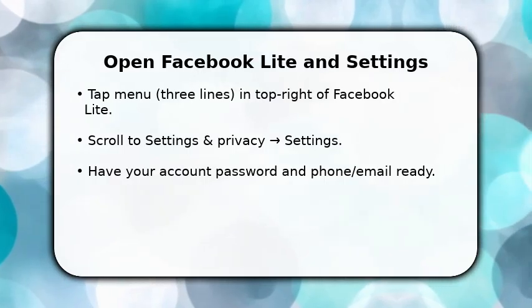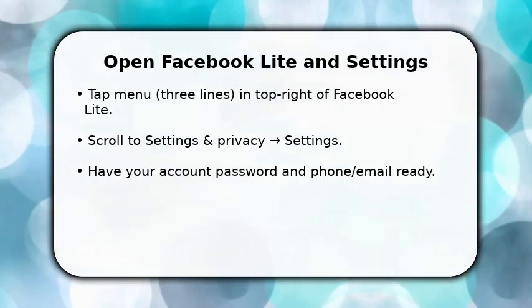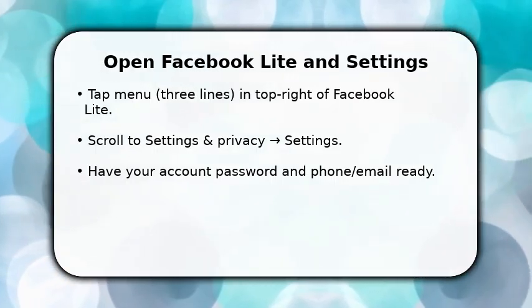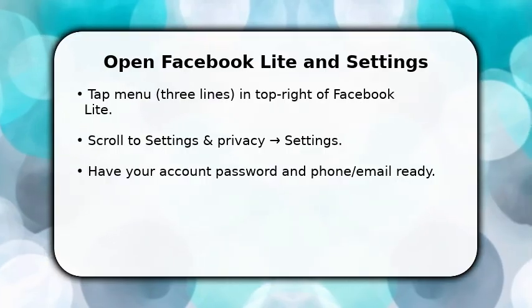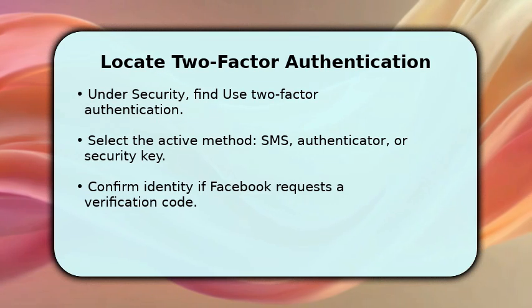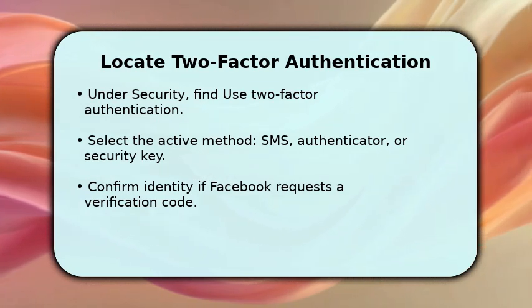Make sure you have the account password and access to the recovery phone or email. Facebook may prompt you to confirm before showing two-factor options. Do this now so you can move to the verification step without delays. You'll now find Use two-factor authentication in the security settings. Tap it to see active methods.